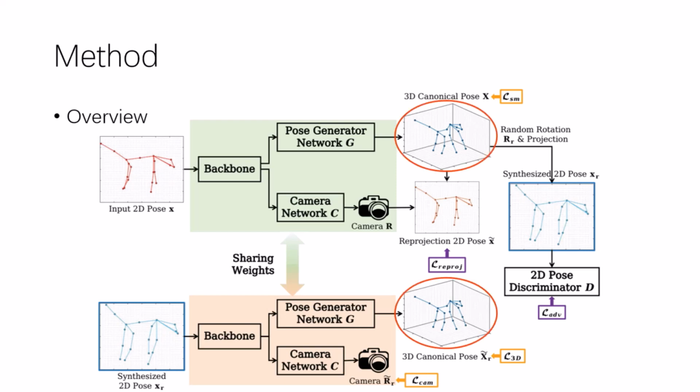We define self-consistency losses in both 3D canonical poses and camera rotations. Moreover, the networks are also trained by minimizing the reprojection error and limb symmetry loss, and discriminating the synthesized 2D poses from the real 2D poses.